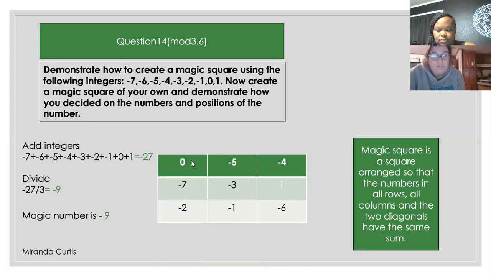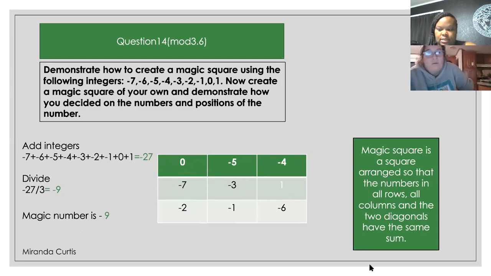So what we're going to do is 0 plus -7 plus -2 is -9. -5 plus -3 plus -1 gives us -9. -4 plus 1 plus -6 gives us -9. So we're doing what our definition gave us. So that is how we do our magic squares.